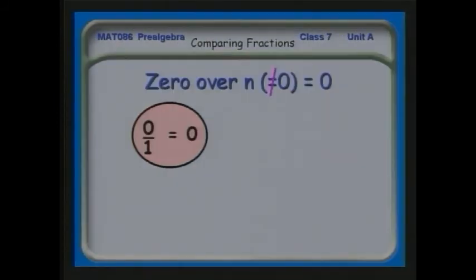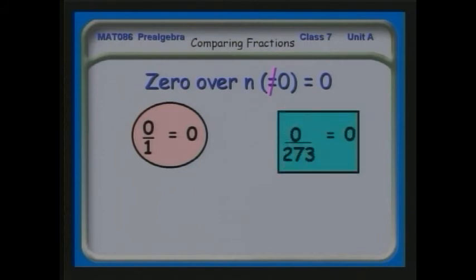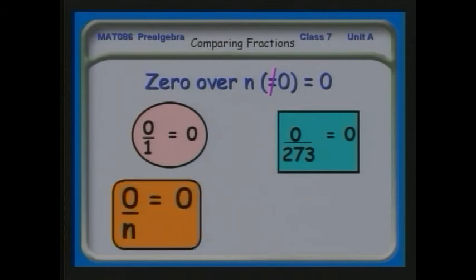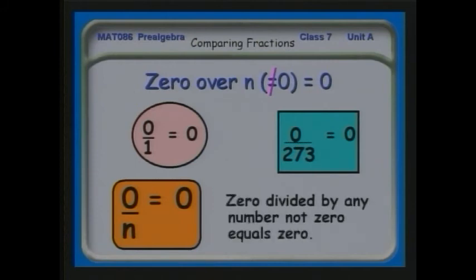What about 0 over some number? If I have 0 parts divided into one thing, I have nothing. If I have no parts of 273 things, I have nothing. If I have no parts of any number, I have nothing. 0 divided by any number, not 0. Remember, I cannot divide by 0. N cannot be 0. Any fraction that's 0 over something is equivalently 0.